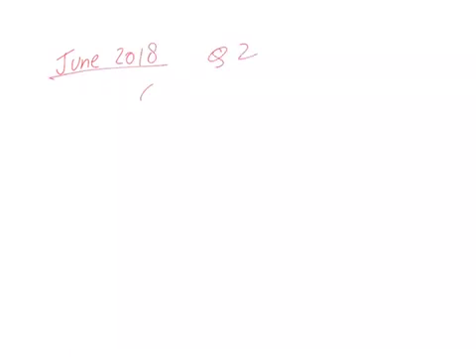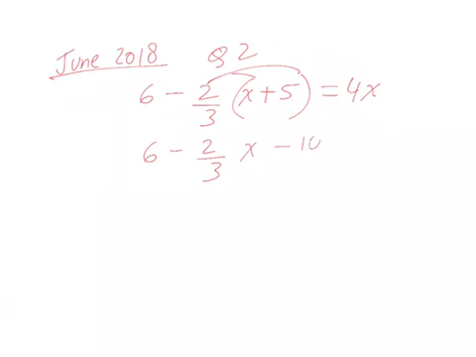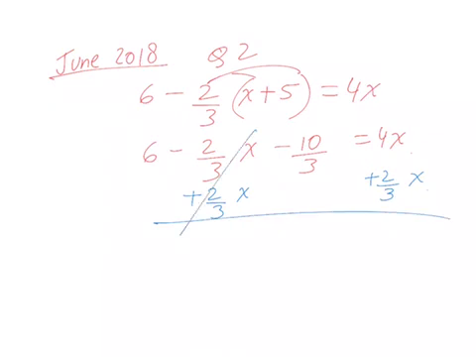Alright, so June 2018. Question 2. So another equation. See how frequent these things come. And then the complexity of the equation even becomes more intense as you go along. So, distribute, right? So we end up getting 6 minus 2/3 x minus 10/3 is equal to 4x. And then we can move stuff around. So let's get rid of the x's on this side, so that we have all the x's on one side. So this cancels. We've got 6 minus 10/3, which we can plug in our calculator and get 8/3. And on this side we've got 14/3 x.